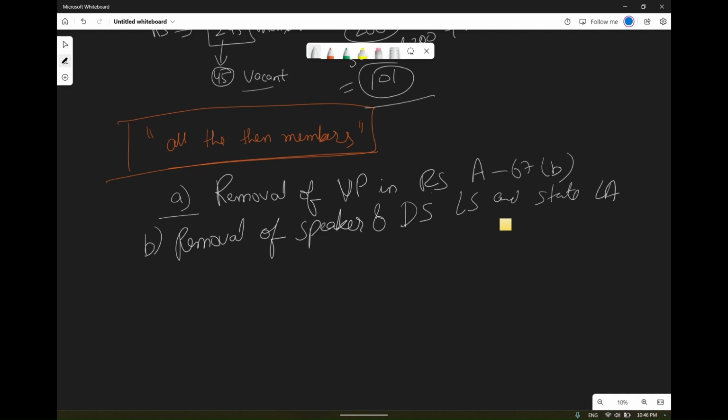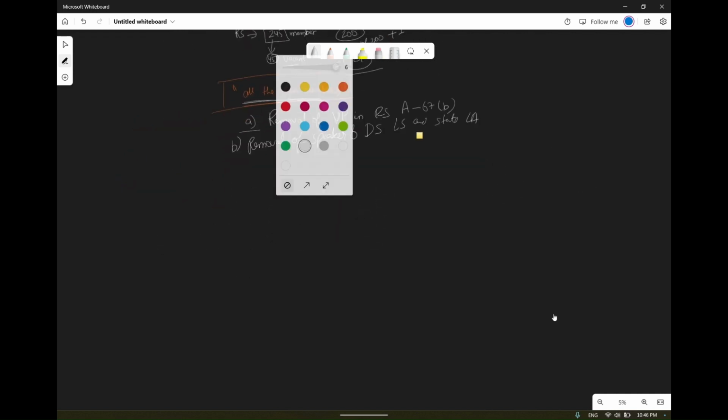So for usage of this majority, through Article 67B, it comes in removal of the Speaker and Deputy Speaker of the Lok Sabha, and removal of the Deputy Chairman of the Rajya Sabha. Sorry, I used the term Speaker for the Rajya Sabha, that is the Chairman. In such cases, this effective majority is used. So the Constitution of India has used a specific phrase to describe the effective majority: whenever the Constitution talks about "all the then members of the house," it is talking about the effective majority.